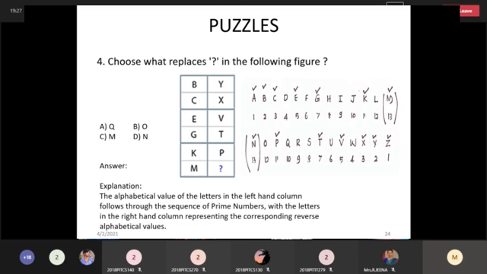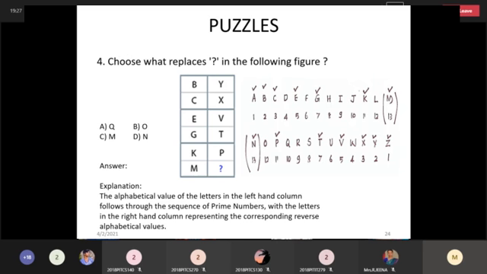So according to that, A is here, and then C, D, E, F, G, H, I, J, K. So let's have a one, that is 2, 3, and then 5, 7, K, that is 11, and then M, 13. Okay. So next one. So what could be coming here?